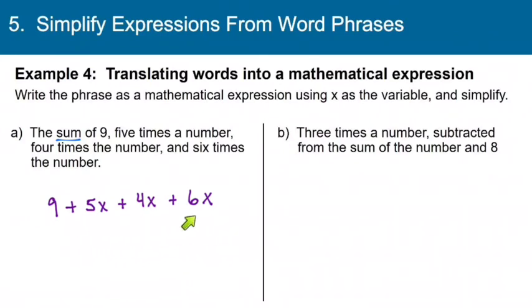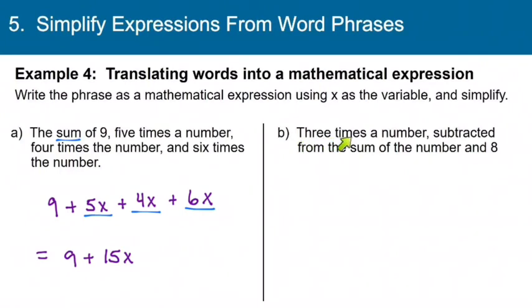So now we have 9 plus 5x plus 4x plus 6x, and we have these three x terms here that are all alike, so they can all be combined. 5x plus 4x would be 9x, and 9x plus 6x would be 15x. So we're going to end up with 9 plus 15x. Now remember, there's no simplifying we can do here because this term is a constant term and this term is an x term, so these two terms cannot be combined. They are not like terms.